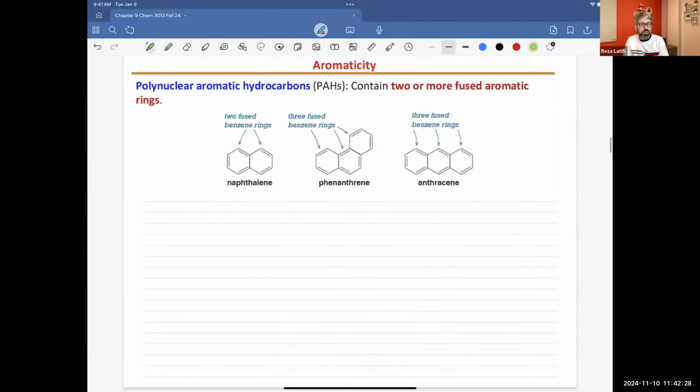And how about these 3 molecules? In this case, we have 2 or more rings that got fused and attached to each other. Is it possible to get aromaticity? And yes, it's possible. If you're following the 4n plus 2, then it's possible to get aromaticity, regardless of how many rings are attached to each other.